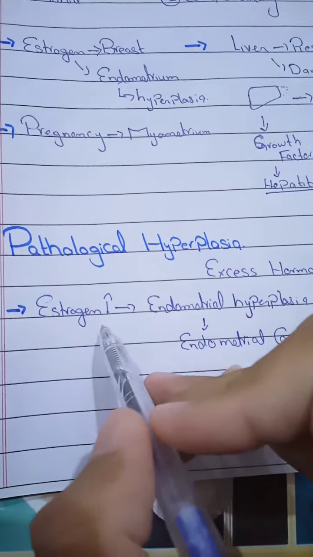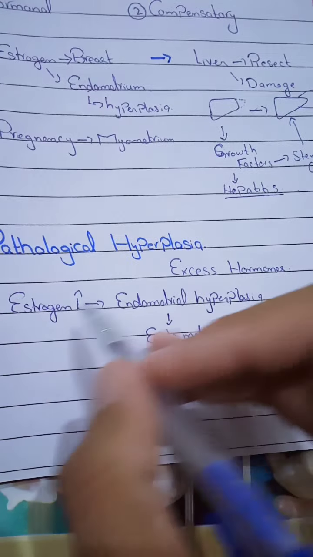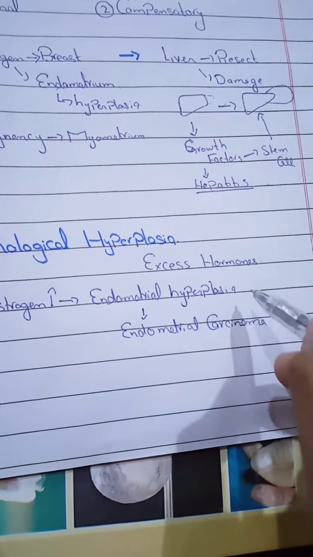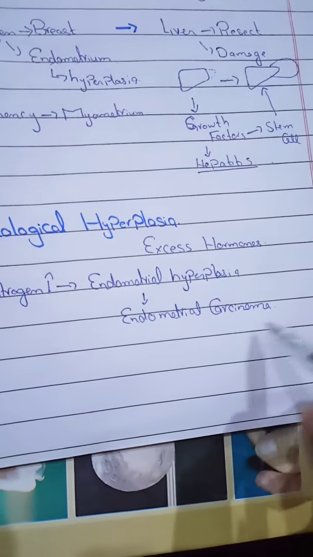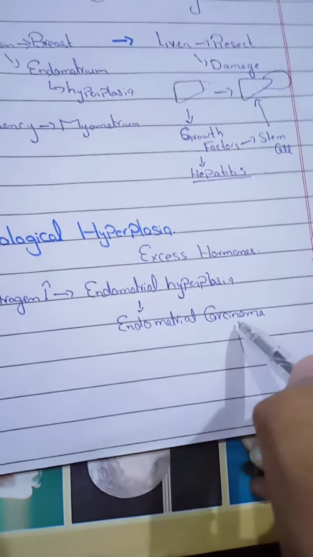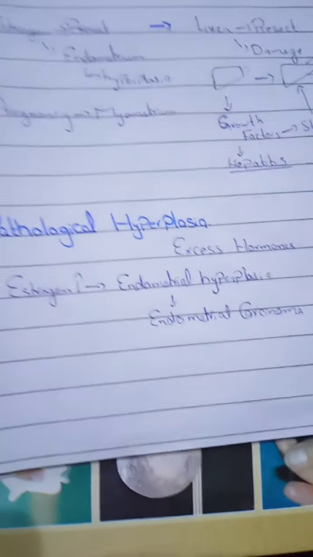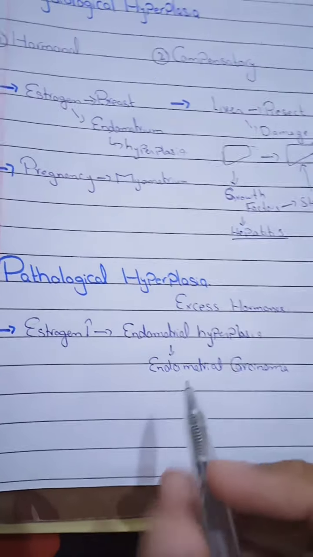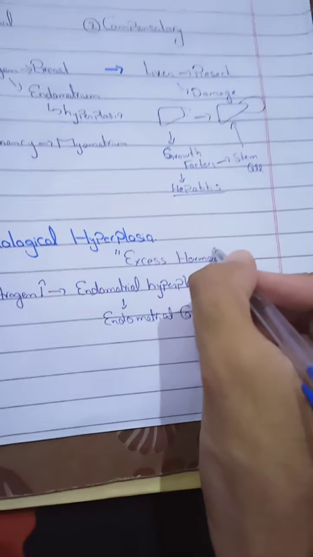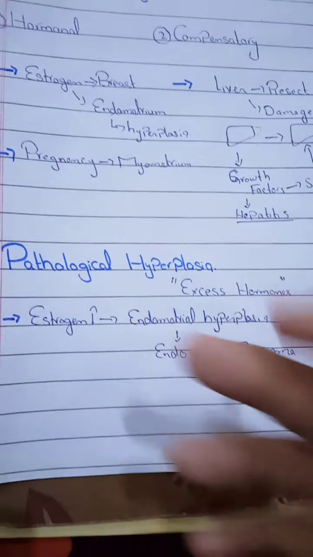So there is a high estrogen level which causes endometrial hyperplasia, and because of prolonged endometrial hyperplasia due to the estrogen, the menstrual cycle will also be disturbed, and irregular bleeding also occurs at the end of the menstrual cycle. So if it persists for a long time, then endometrial carcinoma also occurs due to the increase in the estrogen level. So this is pathological hyperplasia. Remember that in pathological hyperplasia, what will you write? That this is excess hormone. So there is excess estrogen hormone.